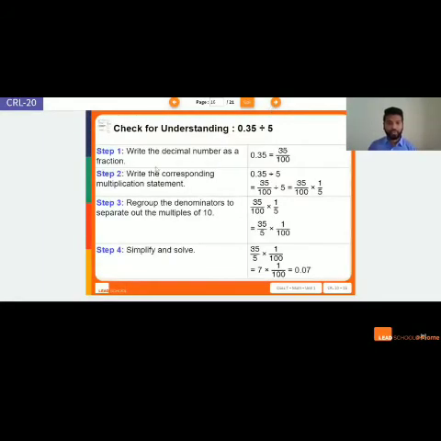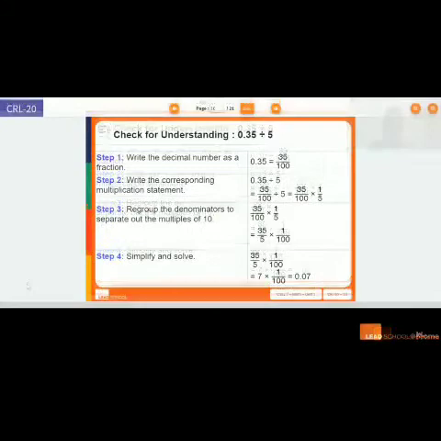Alright. So we know step 1 is writing the decimal number as a fraction. Step 2, write the corresponding multiplication statement. Step 3, regroup the denominators to separate out the multiples of 10. Step 4, simplify and solve. Alright. Students, I will give you 1 minute to just copy down these 4 steps in your notebook. Your time starts now. Just copy down these 4 steps. This will be useful for us in understanding how to divide decimal numbers.